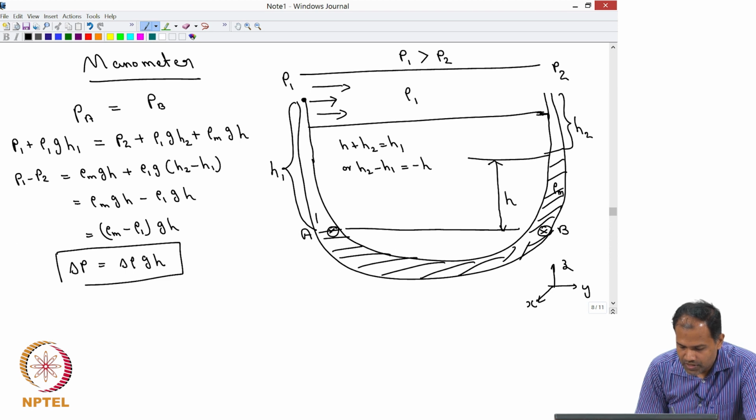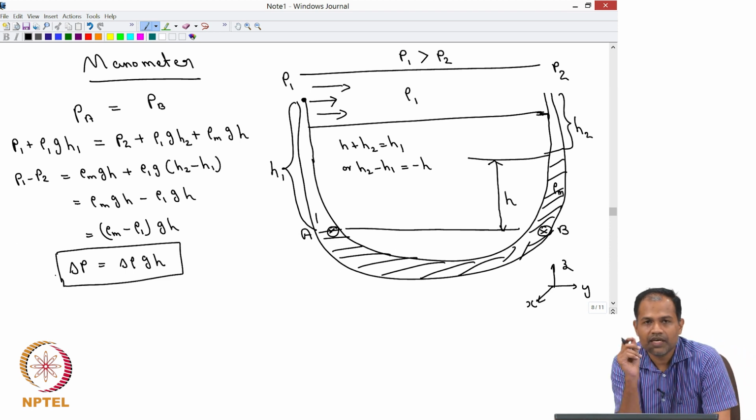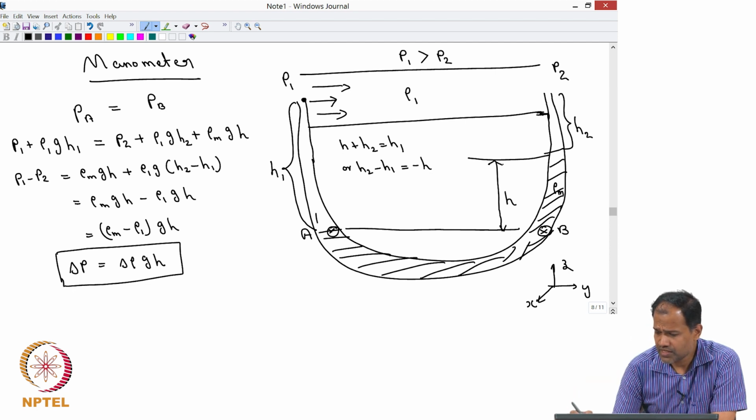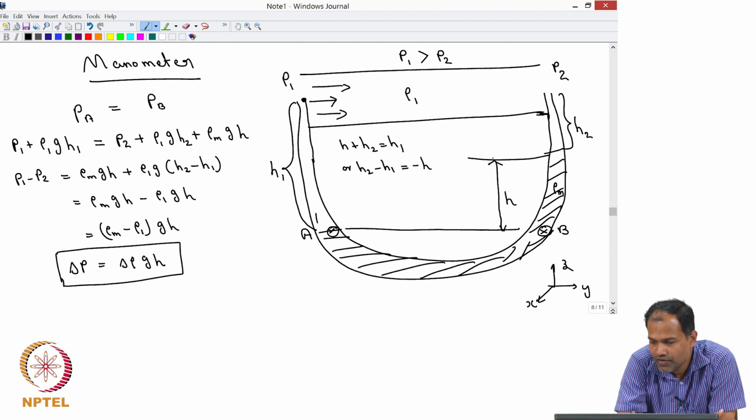So, the pressure difference between two points is given by the difference in density times gravity times the height, okay, and this is the height that we are interested in. That tells you how you can use a manometer to measure the pressure difference between two points. In other words, the pressure difference just got translated into a height difference, and height difference is something that you can measure, and from the height difference you can go back and calculate the pressure difference. So, this is a nice application of the equation of hydrostatics that we derived just now.